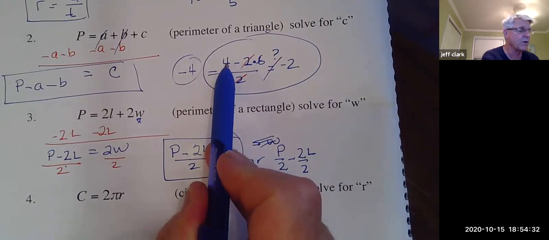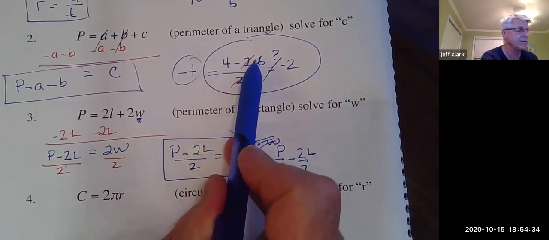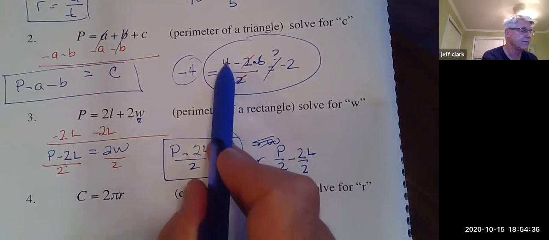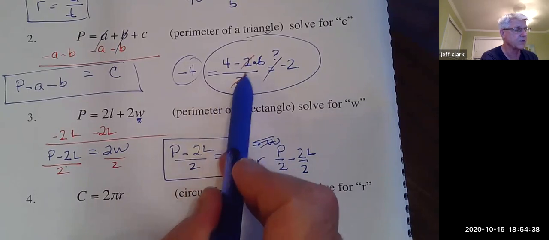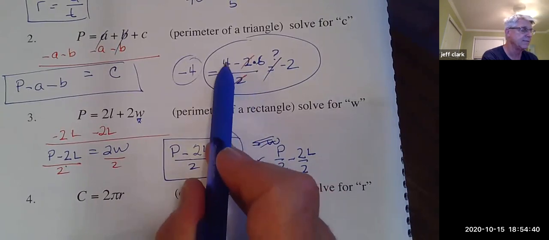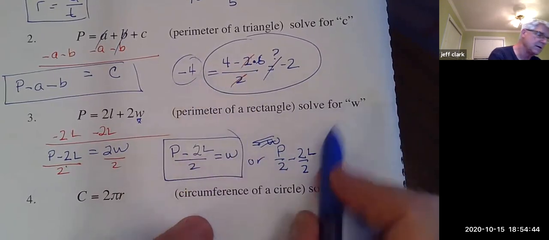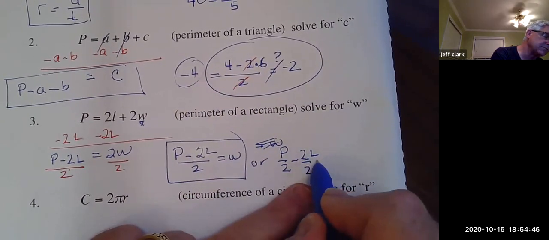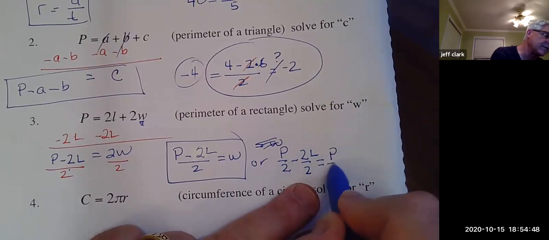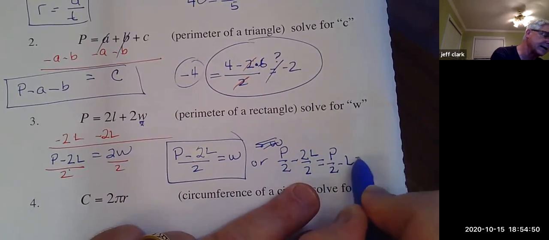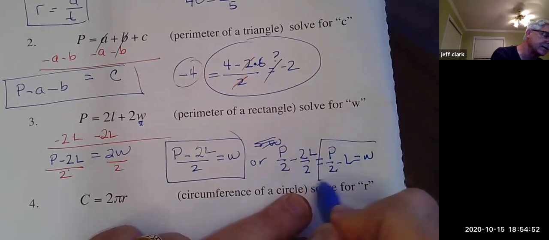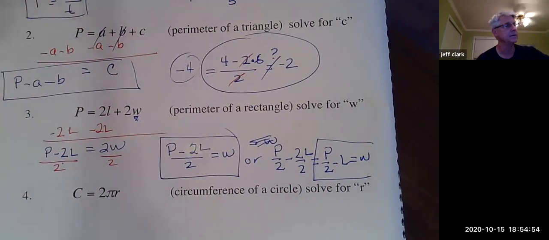Break this as 4 over 2 subtract 12 over 2. That's 2 subtract 6, which is still negative 4. And here you could reduce. So it looks like I could go P over 2 subtract L equals W as another version that's acceptable.